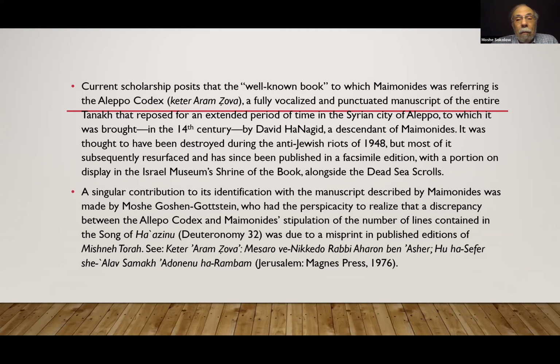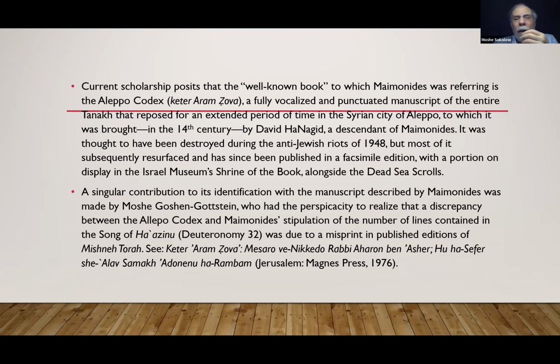It was guarded zealously by the congregation there. Very few people over the course of 500 years were allowed to see it, and only a handful were allowed to copy portions of it. It was thought to have been destroyed during riots that took place in Aleppo in 1948, but it turns out that it was spared, or it was saved, and it resurfaced and has since been published in a facsimile edition, and a portion of it is on display in the Shrine of the Book at the Israel Museum alongside the Dead Sea Scrolls.